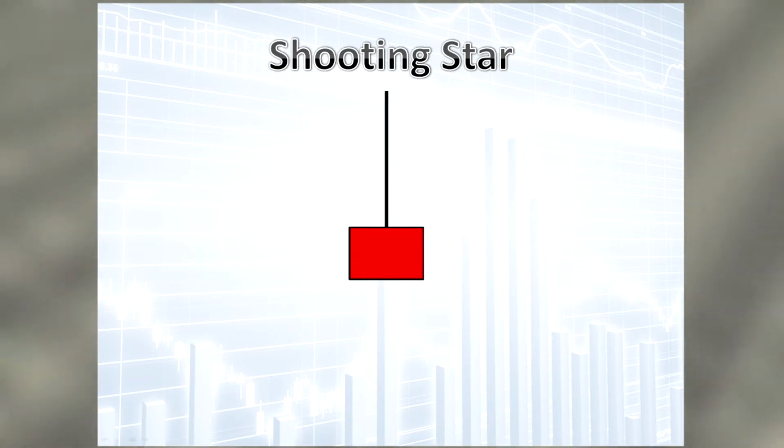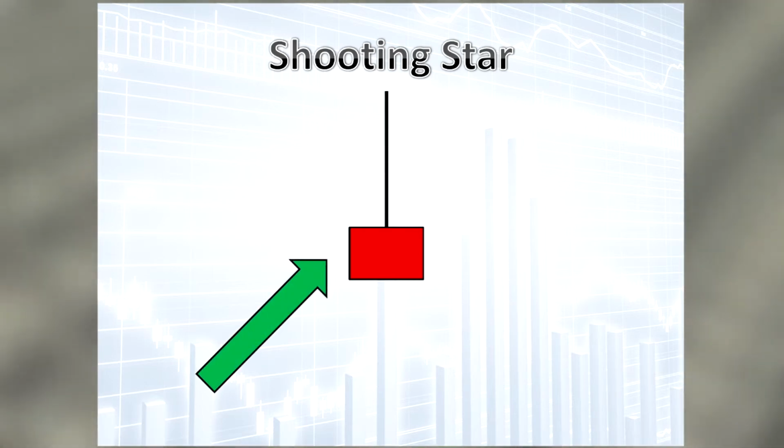For a shooting star reversal pattern to be effective, it must be situated within an uptrend. If there is no uptrend or it is situated in a sideways moving market, it is not a valid reversal pattern and you're better off staying out of the trade. So once again, uptrend and then you see a shooting star. At this point you can start thinking about entering a short trade.